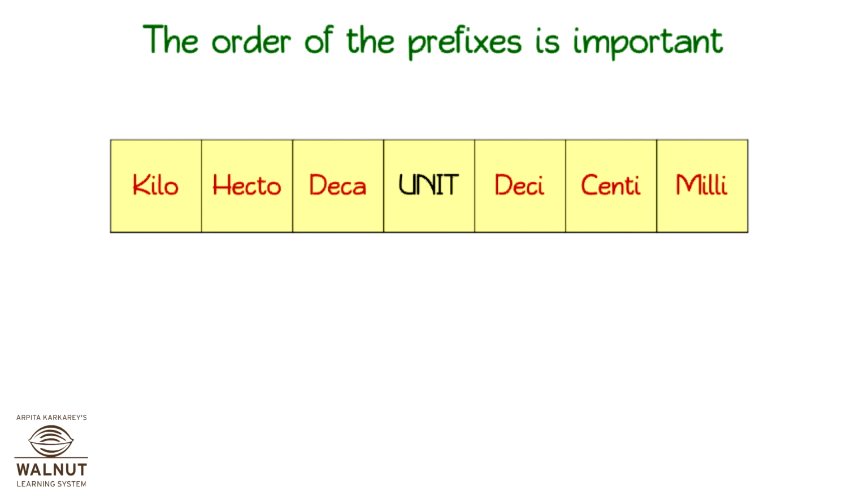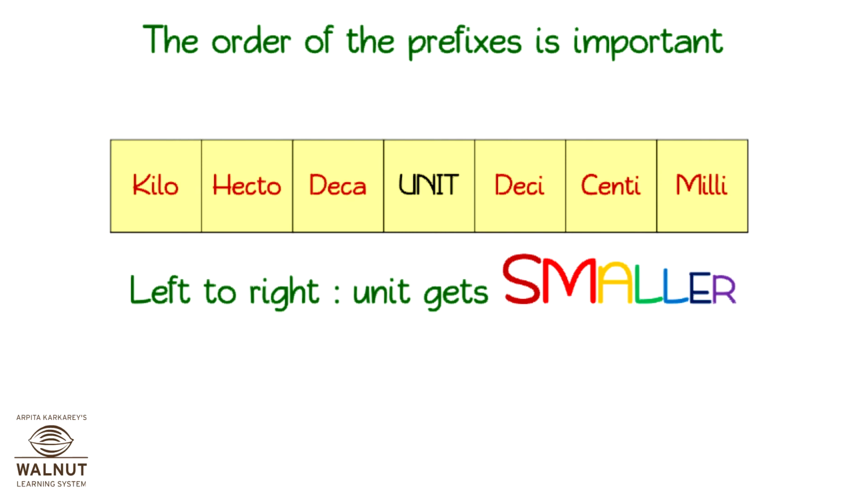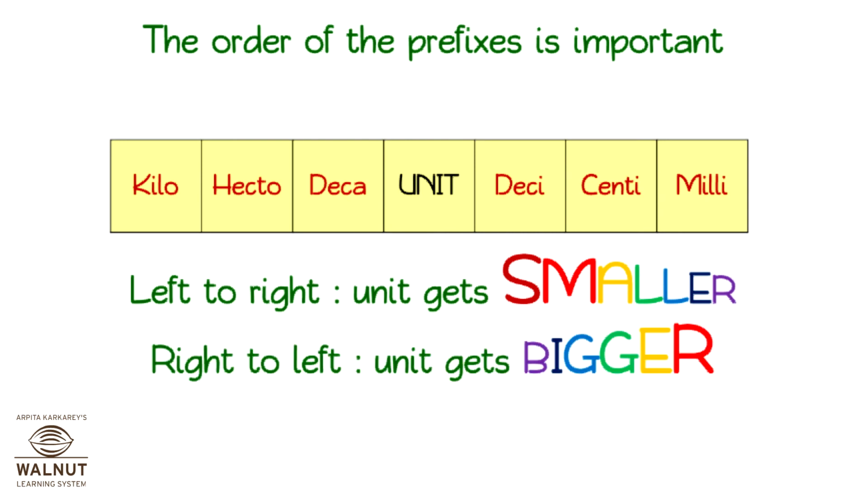Why is the order of prefixes important? Because as we go from left to right, the unit gets smaller. As we go from right to left, the unit gets bigger. So, unless you remember the order, you aren't going to be able to understand the unit properly or convert it.